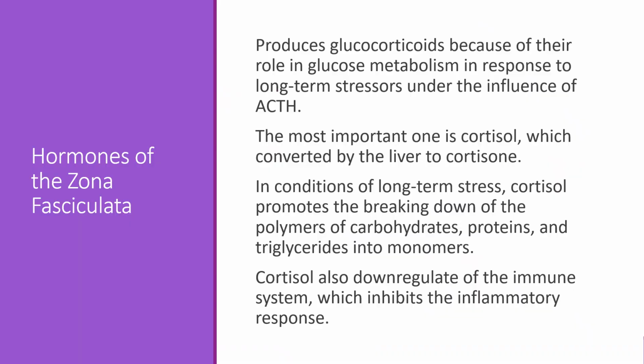What about the fasciculata? So this is going to produce the glucocorticoids. Gluco means glucose, because of their role in glucose metabolism and response to long-term stresses under the influence of ACTH. The most important of these is cortisol. It is converted by the liver to cortisone. In conditions of long-term stress, cortisol promotes the breaking down of polymers of carbohydrate, protein, and triglyceride into monomers. Cortisol also downregulates the immune system, which inhibits the inflammatory response.